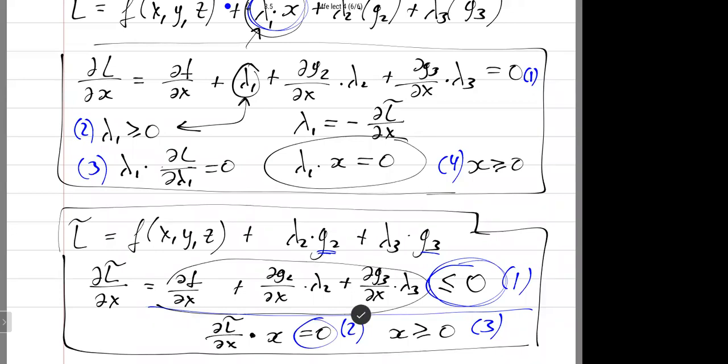Okay? Excuse me, can you explain once again why would we have less or equal than 0?